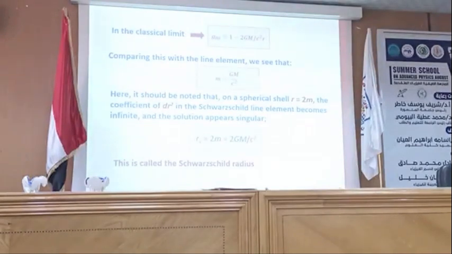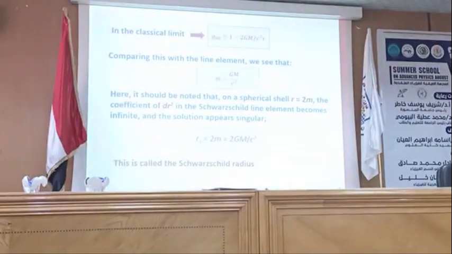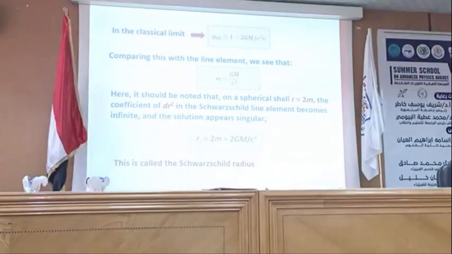Now let us see this quantity we mentioned previously, the constant of integration, minus 2m. What is it? I will go back to the classical limit: g00 in the classical limit equals 1 minus 2GM over c squared r. So in fact, this m is equal to GM over c squared, and 2m is equal to 2GM over c squared. Now this quantity here is called the Schwarzschild radius. Does anyone know what it is?